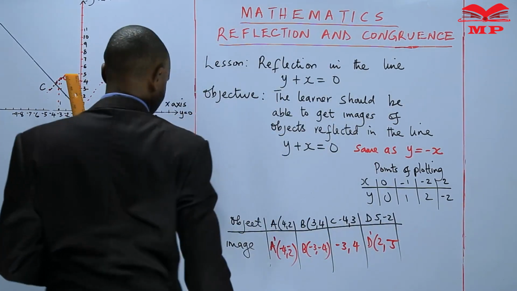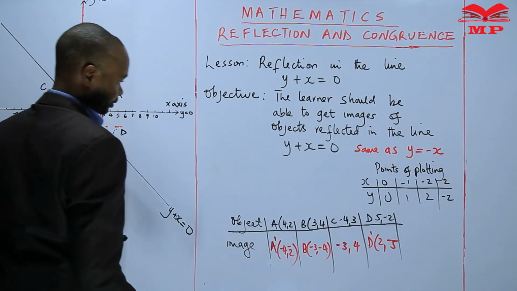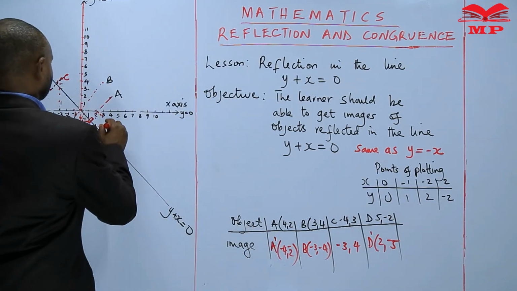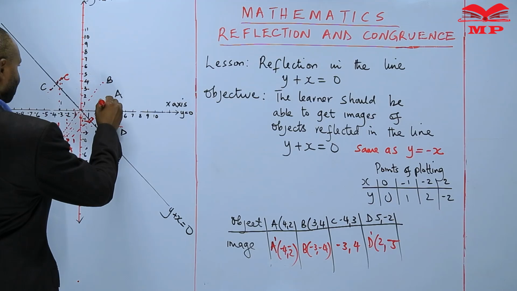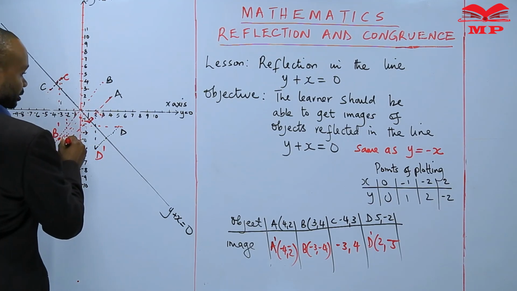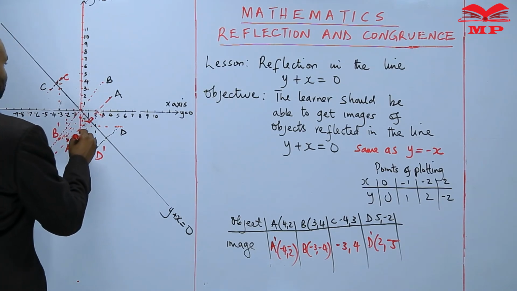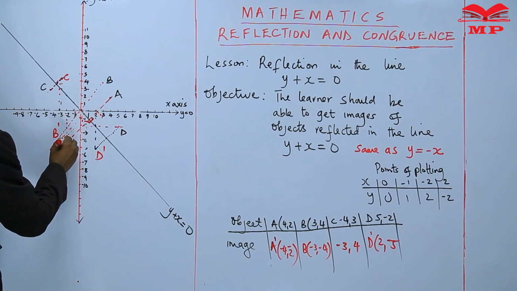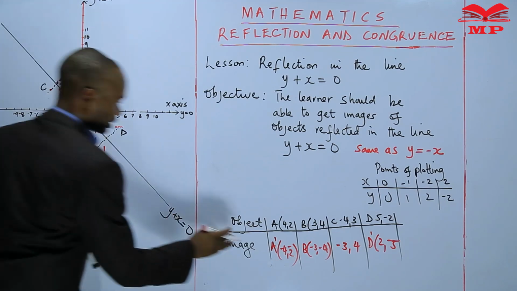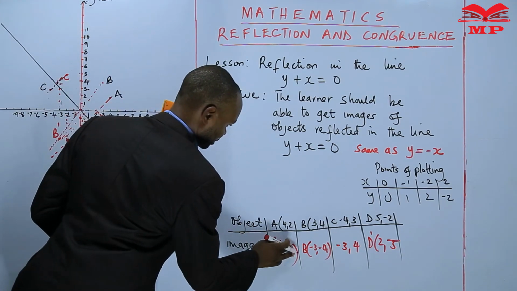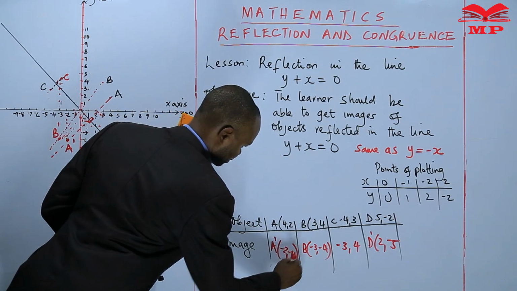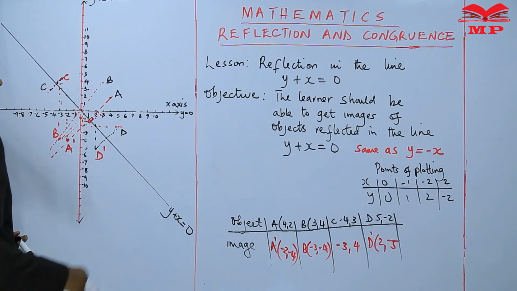Let's check the first one where we had 4, 2. We got for 4, 2, we got negative 2. Also, this one is supposed to interchange. So you always check. Negative 2, negative 4. Correct.